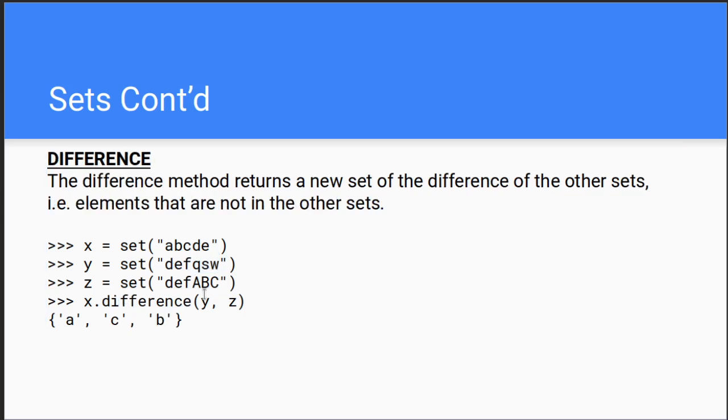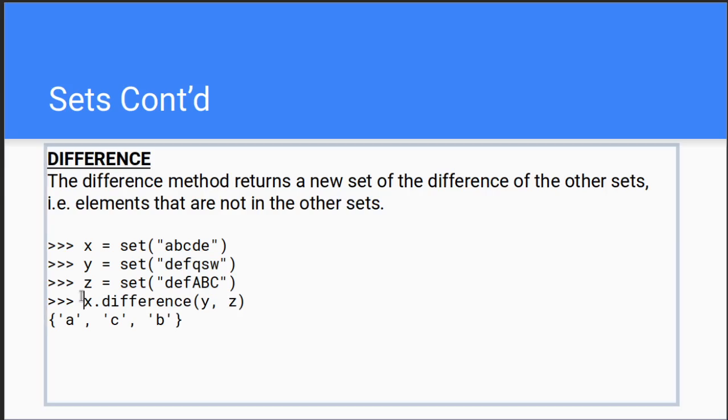And also the difference, we can say the difference is from set X. The difference of these two is A, B, C. So these two sets do not contain A, B, or C, but they do both contain D and E. So the difference is A, B, and C.